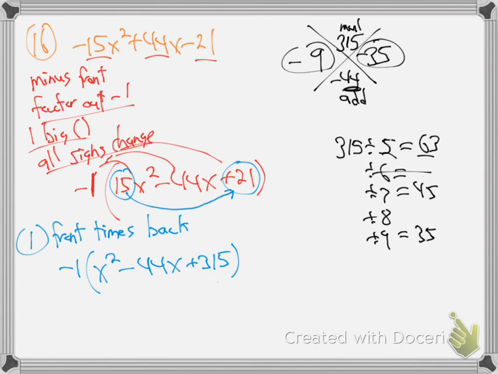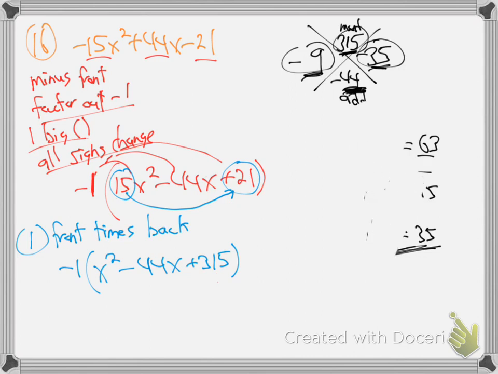So again, what did I do? I just take the multiply number, the 315, and just start dividing by things until I get a pair that can also make the minus 44. Both negative. If you lose $9 and lose $35, you lost $44. And the two negatives multiply to be positive. So there's my numbers. Let me get this out of the way now. So there's my numbers I found by dividing. So what does that give me? The minus 1 still in the front.